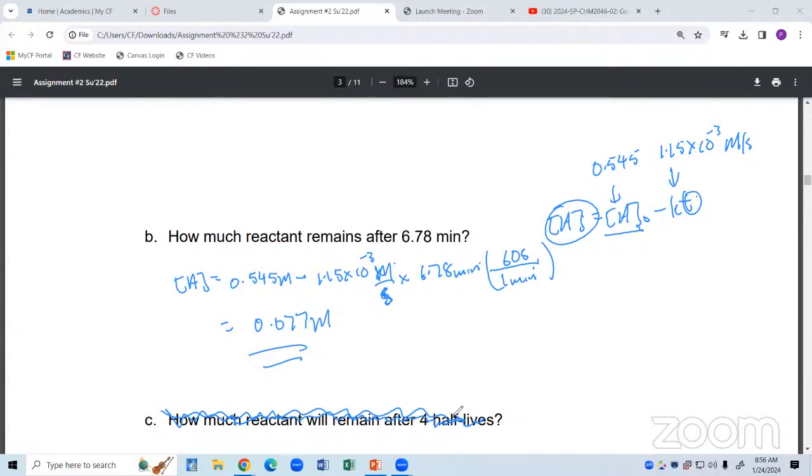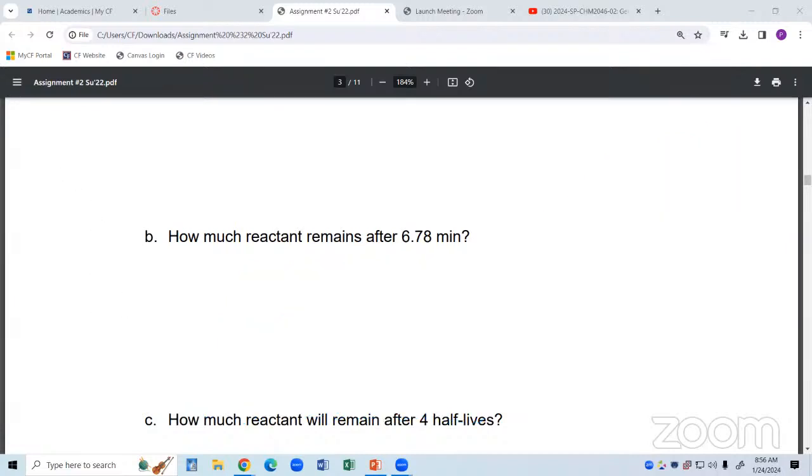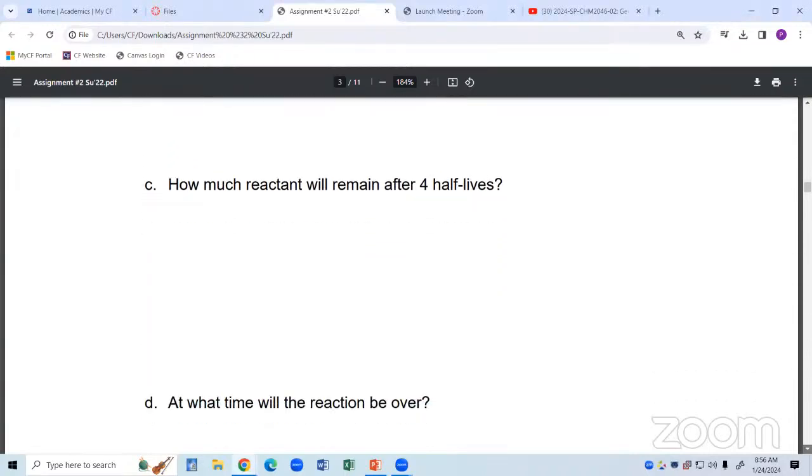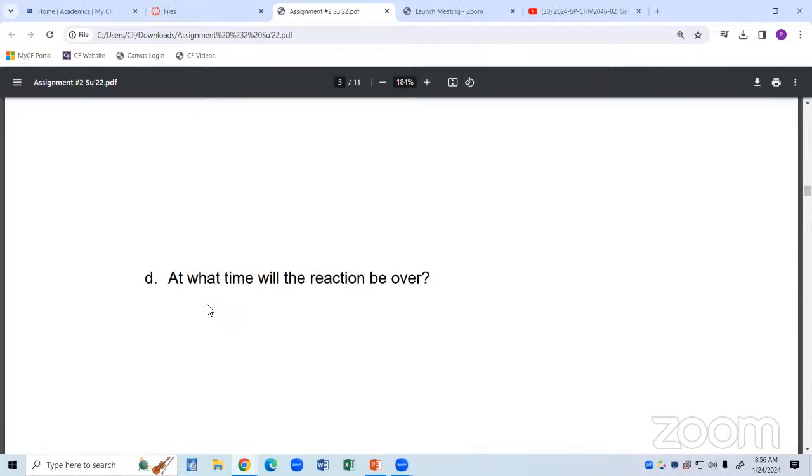All right, let me see here. Can I clear this? All right. And let me see if there's any more parts to this question right here. Okay, very interesting question here. At what time will the reaction be over? So let me rewrite the equation that we're going to need again. Same equation as before. It is concentration of A is equal to concentration of A initial minus KT.